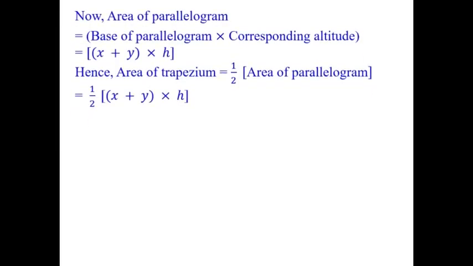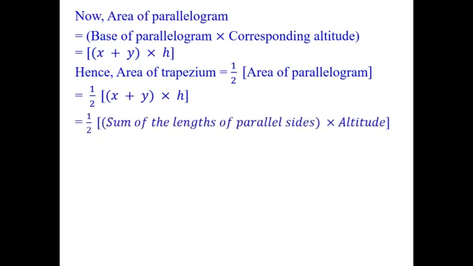So now area of parallelogram is equal to base of the parallelogram into corresponding altitude. So here in our parallelogram the base is x plus y and altitude is h. Hence the area of the trapezium, which is equal to half of the area of the parallelogram, that is half into (x plus y) into h, or that is equal to half into sum of the lengths of parallel sides into altitude.